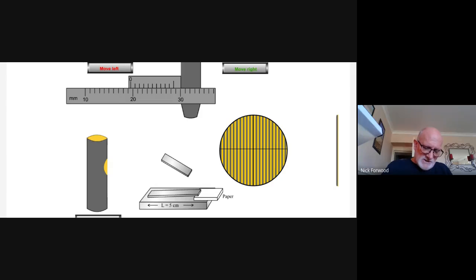So I started at 17.2, and I'm just writing on my bit of paper here. I started at 17.2. I finished at 19.6. And that was for 10 fringes. Okay. Now what you need to do is take 17.2 away from 19.6. Somebody can do that for me and tell me what you get.